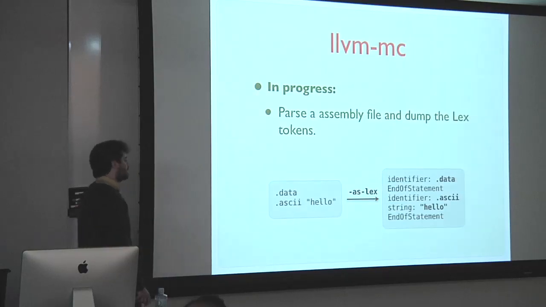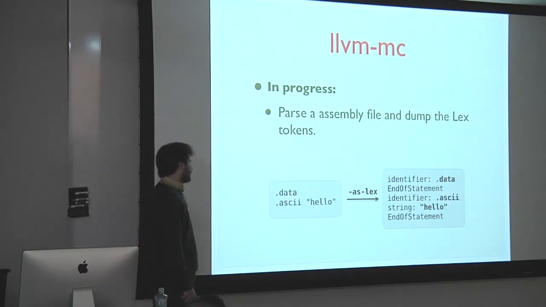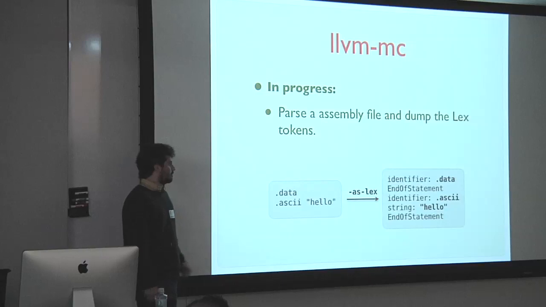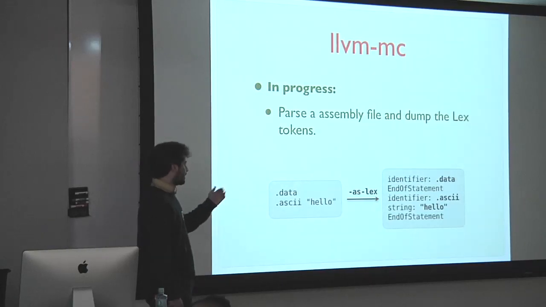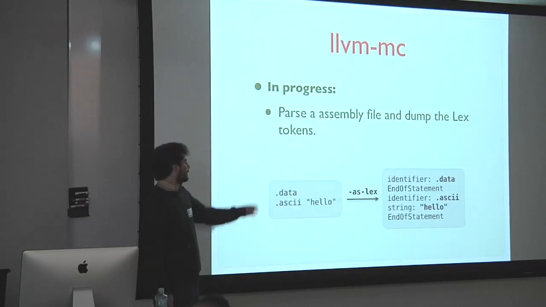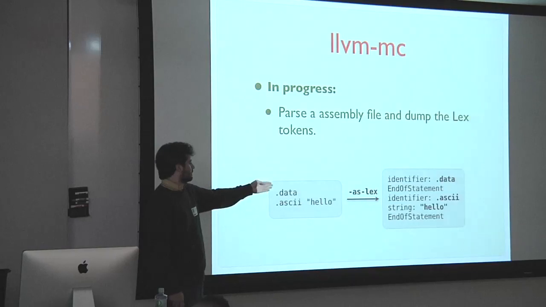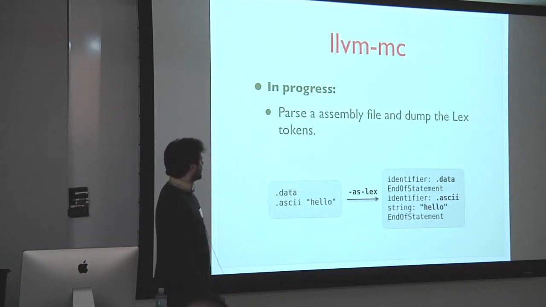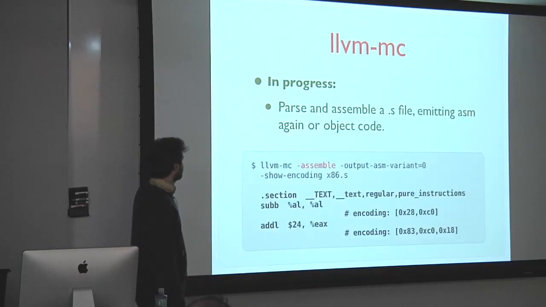So this is what we have in progress right now. For those who are working on an assembly for a specific assembly language or something like that, you can use the -as-lex option to debug the production of the ASM parser. So you can have here, for a simple data section with a hello string, an identifier, and you can see the string there. It's really useful for debugging.